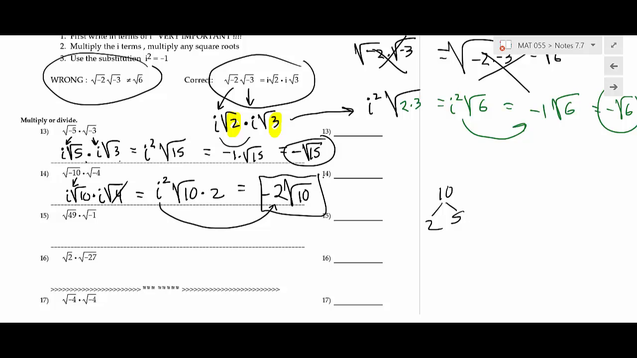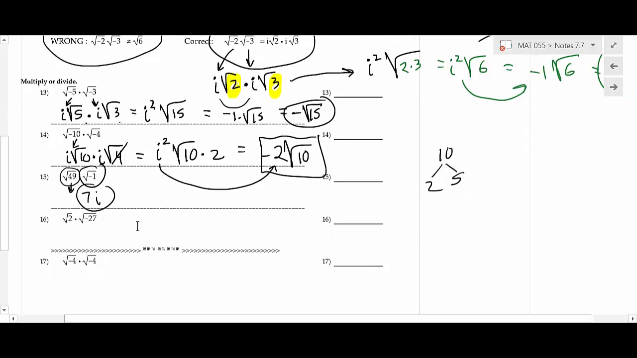Okay? That's the idea. Now let's take a look at this next one. What kind of number is the square root of 49? Is that imaginary or is it real? It's real. So what's the square root of 49? 7. What kind of number is the square root of -1? It's imaginary. In fact, it's i, isn't it? So there's your answer right there, 7i. There's nothing else to do. Just trying to get you to think and recognize primarily.